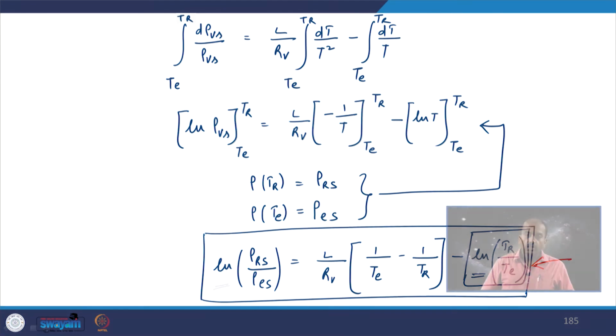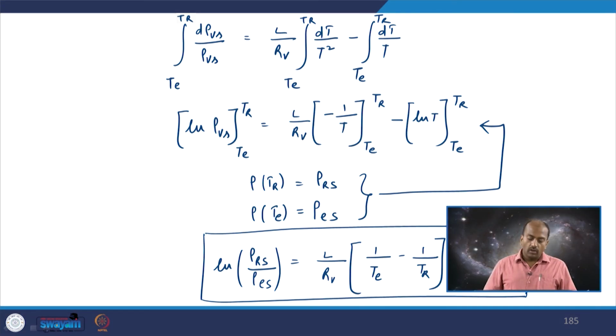So, what have we done? Now, we have got an expression for the rate of change of density of vapor at saturation in terms of changes of temperature and the latent heat and the specific gas constant. We have integrated that to obtain parameters with respect to two points, let us say one in the ambience and one on the droplet itself.